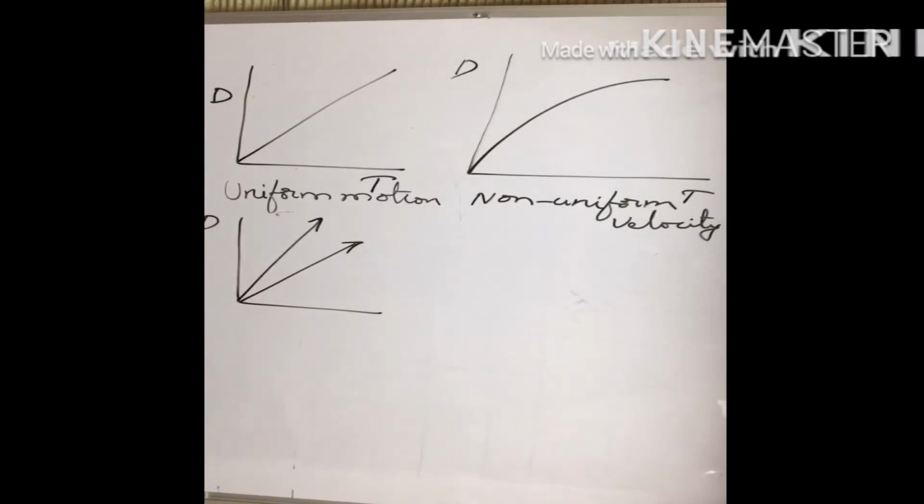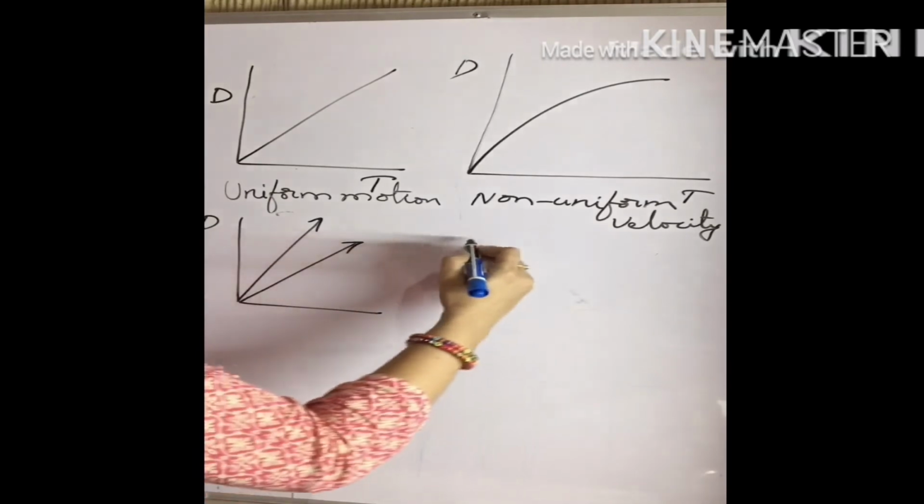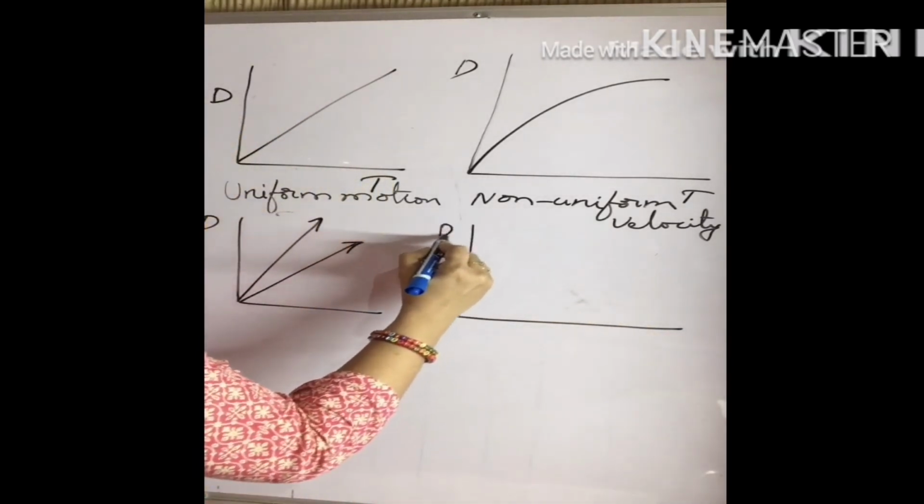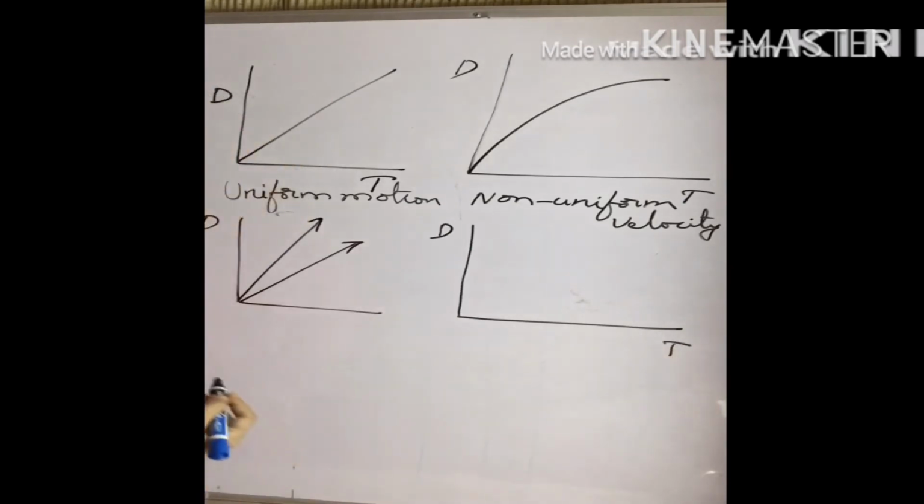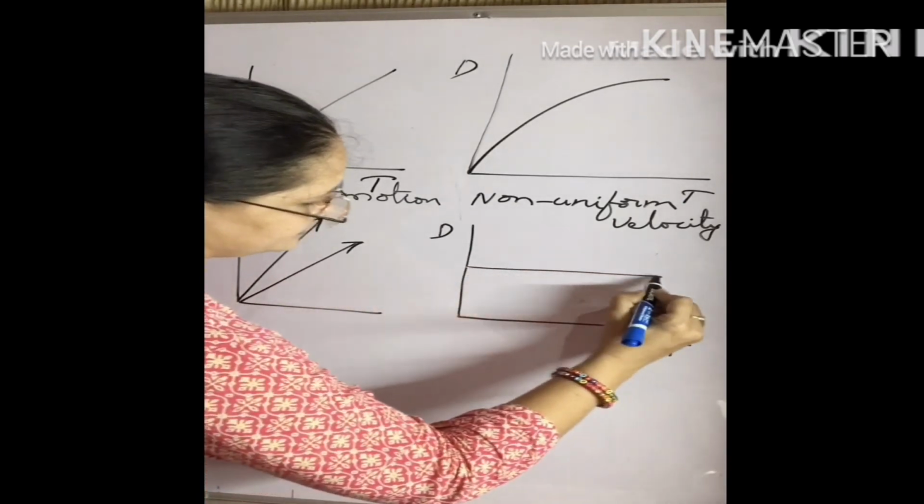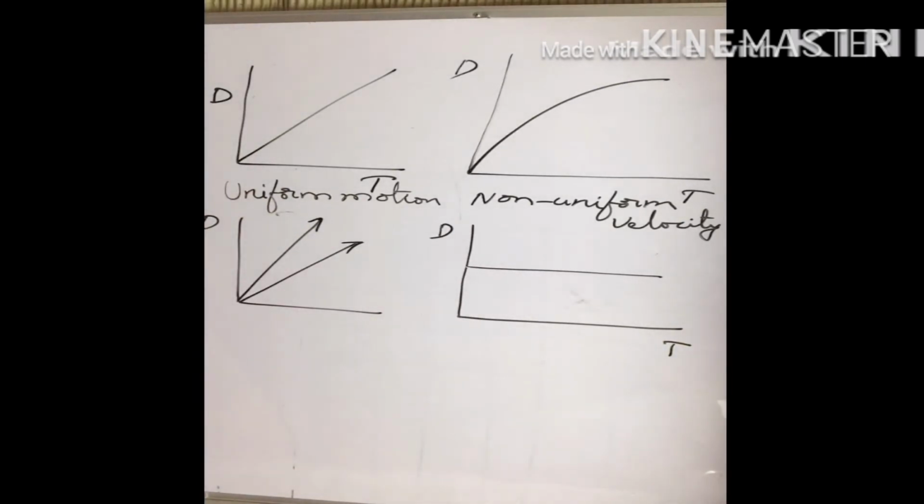Now another one, the fourth one, distance time graph, students. This is the distance time graph. Now I draw the graph like this. What does it show? Just pause the video and try. What does this graph say?